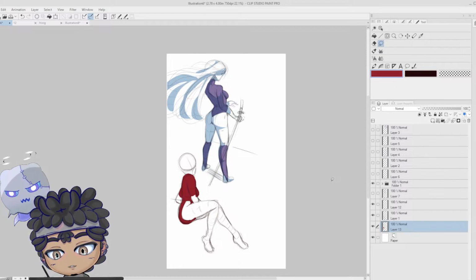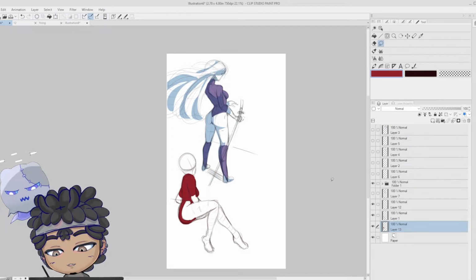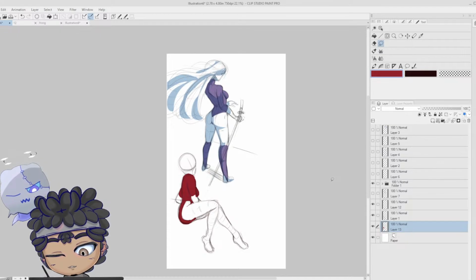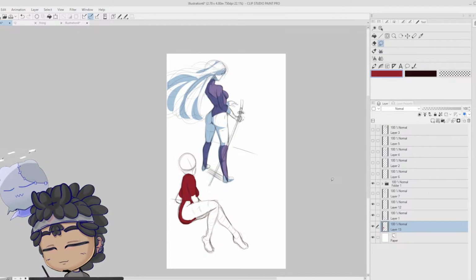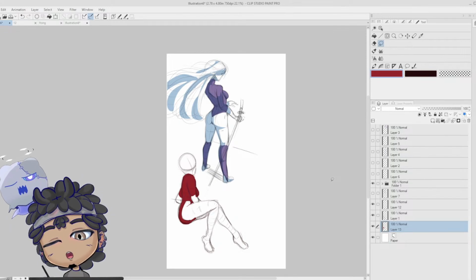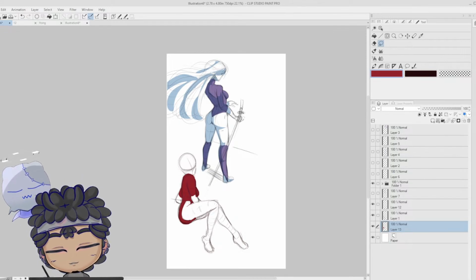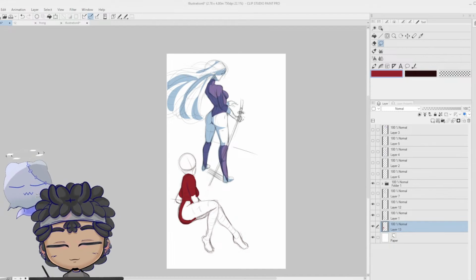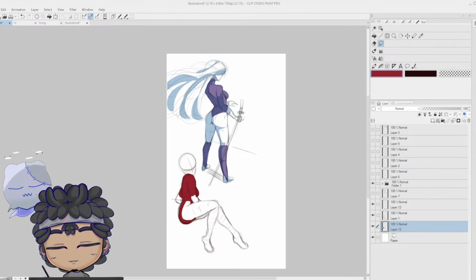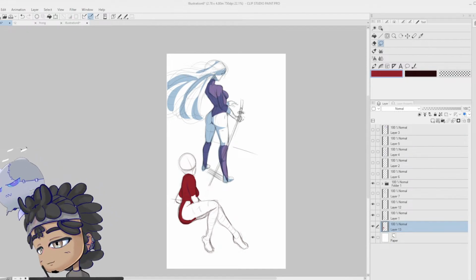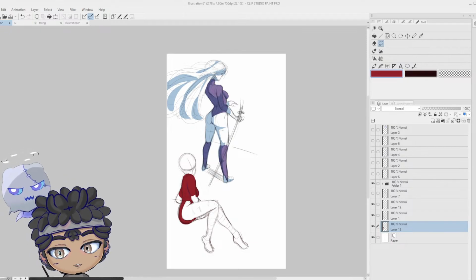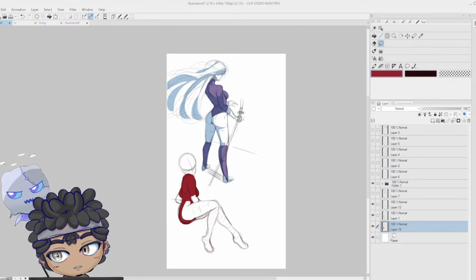Ooh, what's this? I want to draw you, but you're not busty enough. Sent it. Okay, let me see what you sent me. Let's see if it was busty enough. You say you sent it, right? Let me see here.